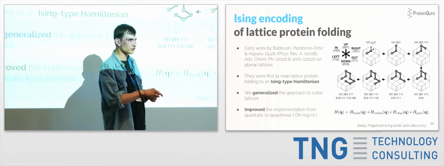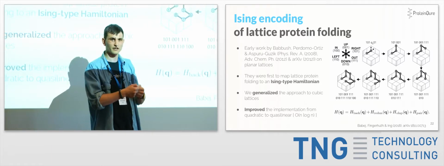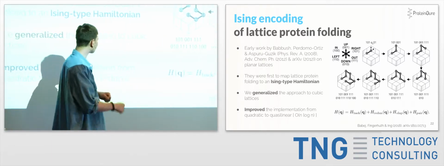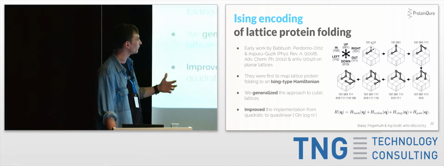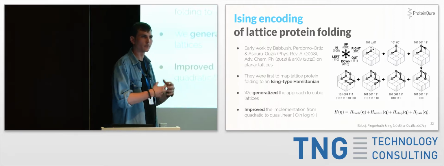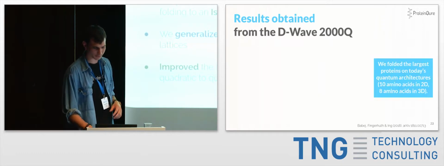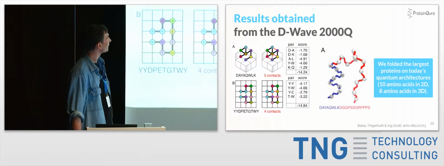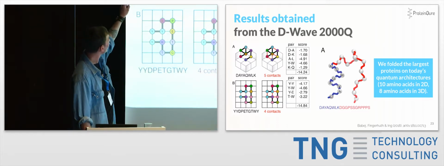So basically, the structure of a protein is fully determined by the turns that you take starting from the initial amino acid. And we didn't just generalize it to 3D, but we also improved the implementation in terms of scaling, which was necessary in order to push the protein length that we could do on the hardware. And so we implemented that on the D-Wave 2000Q, which is the current chip that is online that has 2,000 qubits. And we did 8 amino acids on a 3D lattice and 10 amino acids on a 2D lattice.